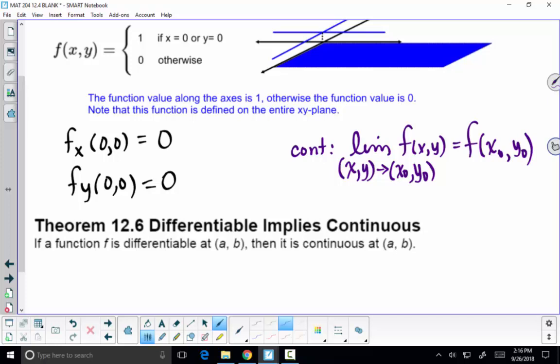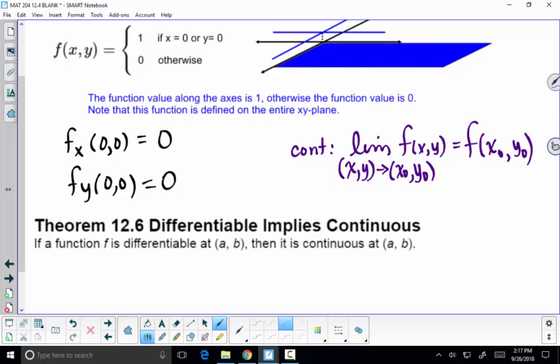So we found the value of f sub x at both these places, but didn't we already figure out last time that the limit of the function doesn't exist? Right? The limit's not going to exist as we go to the origin. So if the limit of the function doesn't exist, the function can't be continuous. If the function is not continuous, it can't be differentiable.